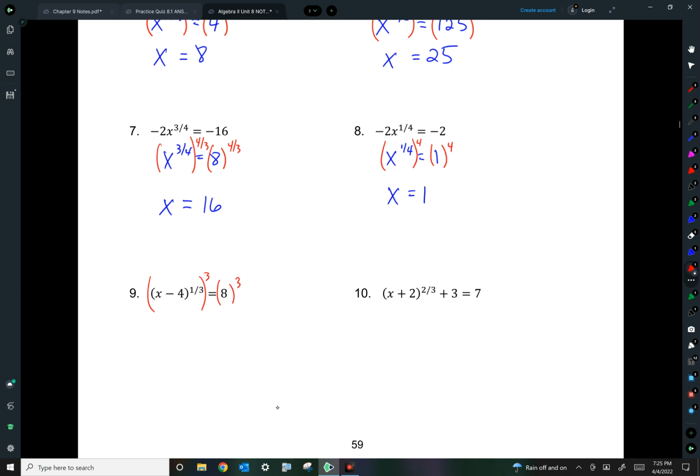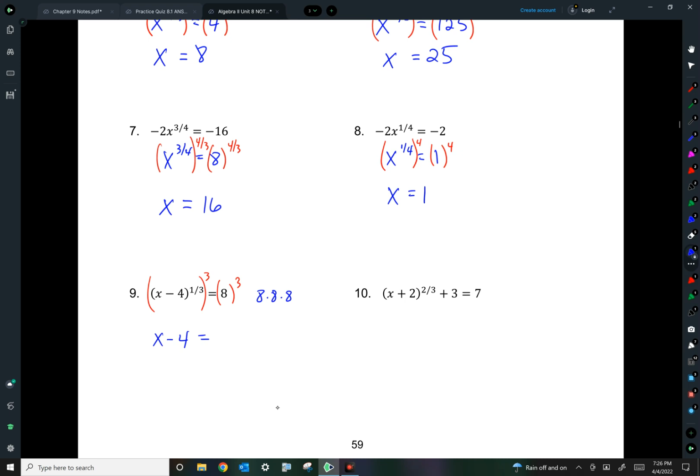And what I have is, on the left, it cancels the exponent, and I just have x minus 4. On the right, I have 8 to the 3rd. Well, I know that 8 times 8 times 8 is 8 to the 3rd. And I know 8 times 8 is 64. And then I would have to do 64 times 8.